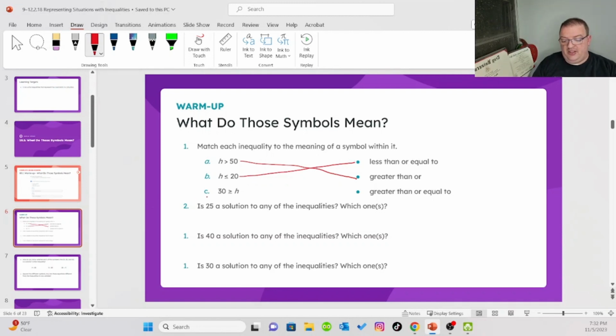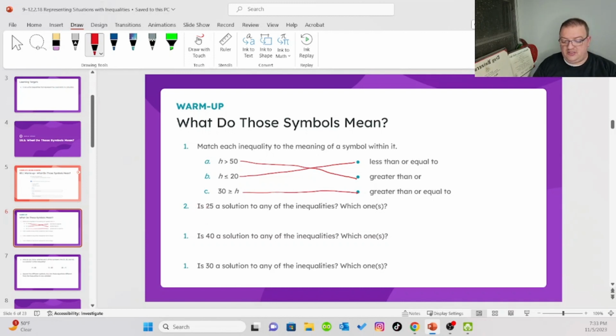And then finally on C, we're saying 30. Notice the open end is to the 30, so we're saying 30 is greater than. And then we have this little line underneath, so we're saying 30 is greater than or equal to H. So that would match here with the bottom choice.